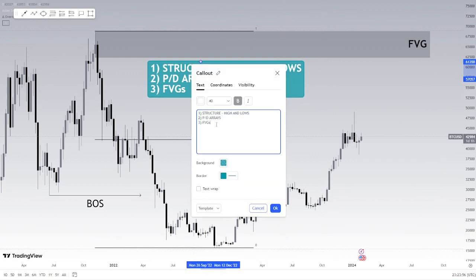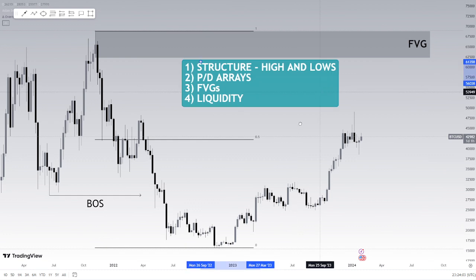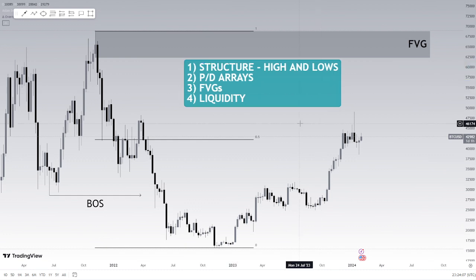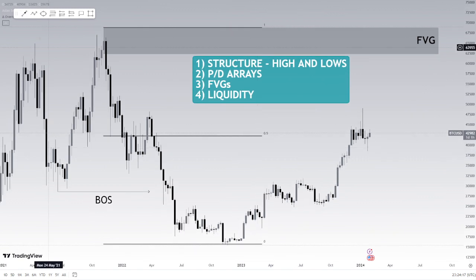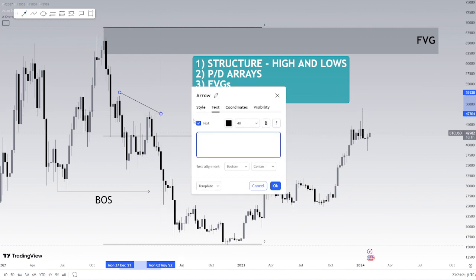And the fourth and final thing we discussed was liquidity pools, right? We understand from my previous videos that liquidity exists in equal highs, equal lows, previous day highs, previous day lows, trend lines, and in this case we had a trend line. We discussed a trend line earlier on. We had a two-tap trend line over here, which represents liquidity, right?